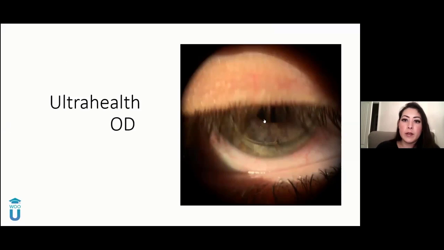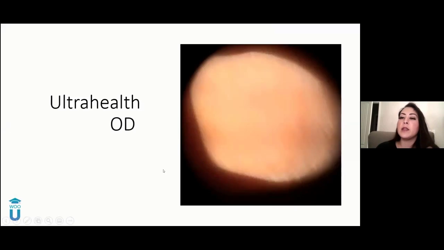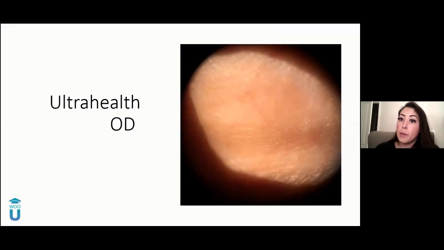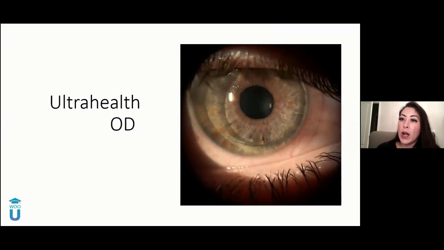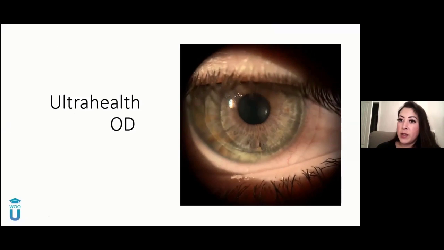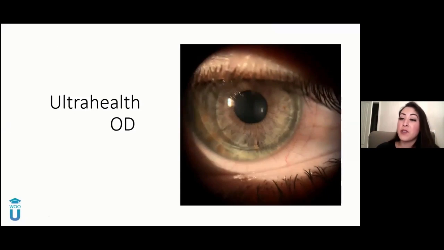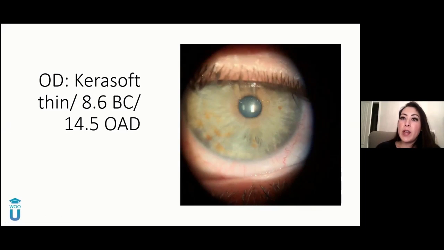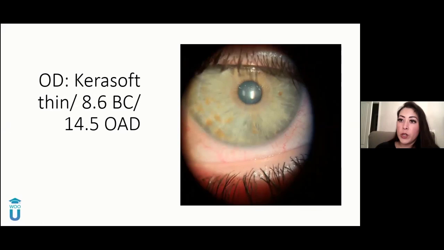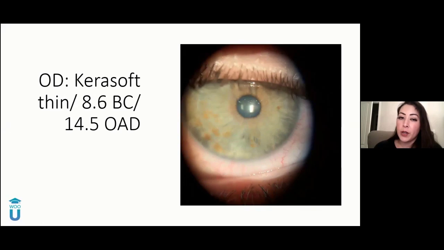So here's the hybrid lens, if we can get this to play. You can see the hybrid lens is a gas permeable lens in the middle with a soft contact lens skirt. And this actually fits her eye very well. But within 5 minutes in the office, she said, I'm having that same feeling. I have to rip this thing out of my eye. It's so uncomfortable. So we said, okay, we're going to try something else. Then I reached for something called the Kerasoft Thin, which is a soft custom lens for keratoconus.